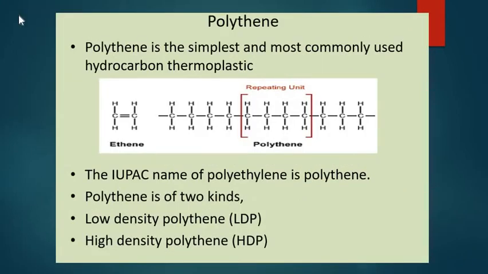Now another polymer, polyethene. Polyethene is the simplest and most common hydrocarbon thermoplastic. Ethene is the molecule having a carbon to carbon double bond, and each carbon is bonded with two hydrogen atoms, and this is the polythene molecule, and you can say this is the repeating unit. The IUPAC name of polyethylene is polythene. Polythene is also of two kinds, LDP and HDP.